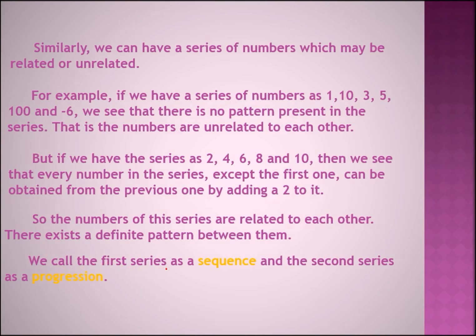Now we call the first series a sequence. That is this one, which does not have any pattern, where the numbers are totally unrelated to each other. This sort of a series is known as a sequence, whereas the second one is known as a progression because there is a definite pattern present in this series. So a series which has a definite pattern, a definite law which governs each number present in the series is known as a progression.